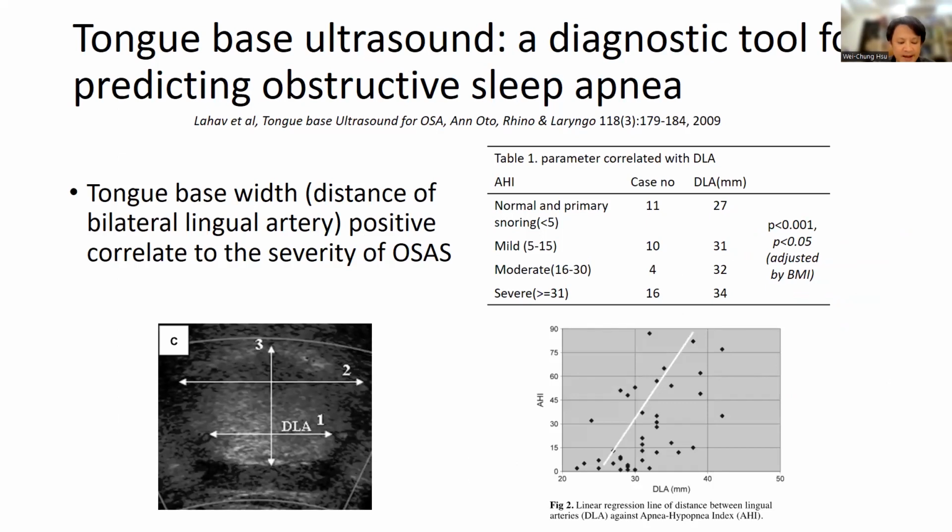Again, in 2009, another paper demonstrated that the distance between the bilateral lingual arteries measured by tongue-base ultrasound could positively predict the severity of obstructive sleep apnea, but also in adults.